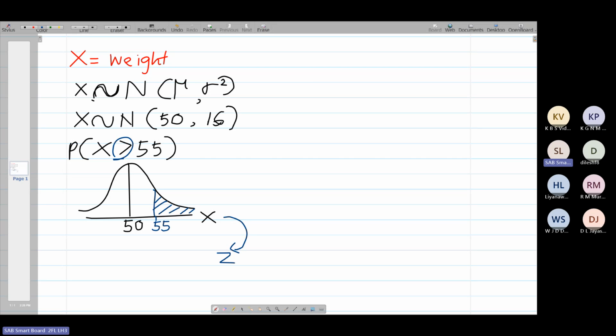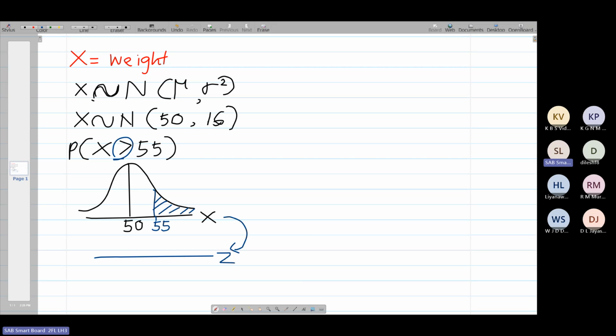Understood? Then we convert all the x values to Z values. Then this line shows the standard normal distribution. It's clear? In the standard normal distribution curve, the mean value is equal to 0. Every time, the mean value of the standard normal distribution curve is equal to 0.